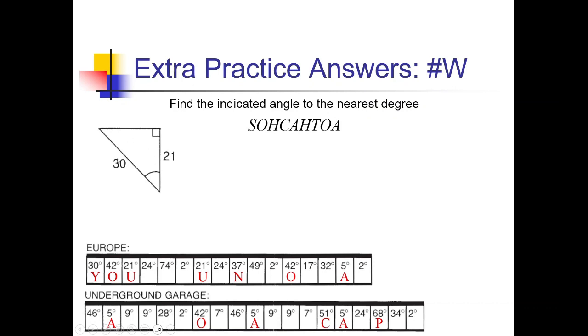Okay, time to take on problem W. For this one, we have the hypotenuse for sure. And based off this angle, this 21 is the adjacent side. It's touching the angle. So again, we're using cosine. So we have cosine of theta equaling adjacent side 21 over hypotenuse 30. Theta then is going to be inverse cosine of 21 over 30.